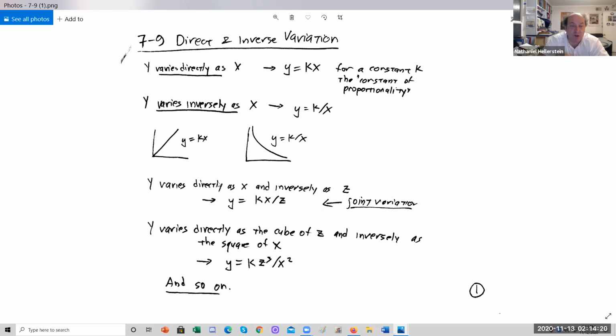Now you can have joint variation, where here y varies directly as x and inversely as z, excuse me. Or you can have more complicated things. Here y varies directly as the cube of z and inversely as the square of x. I can go into further detail in similar fashion.